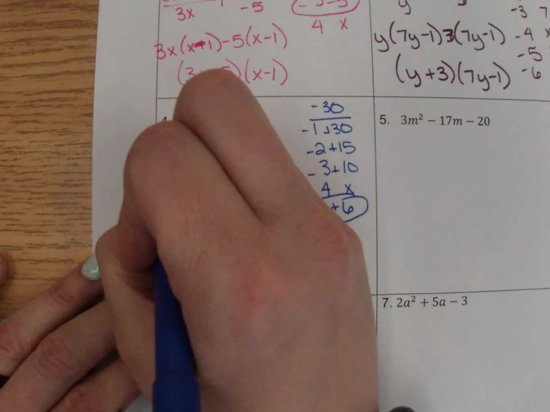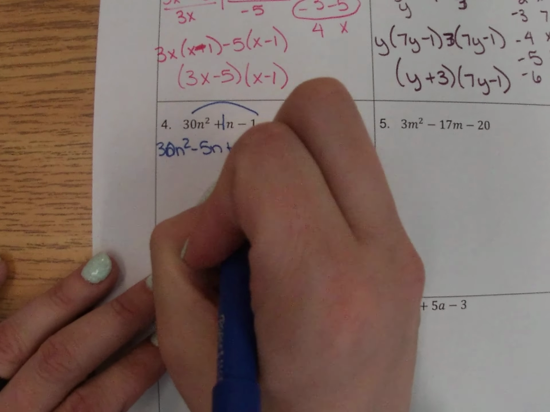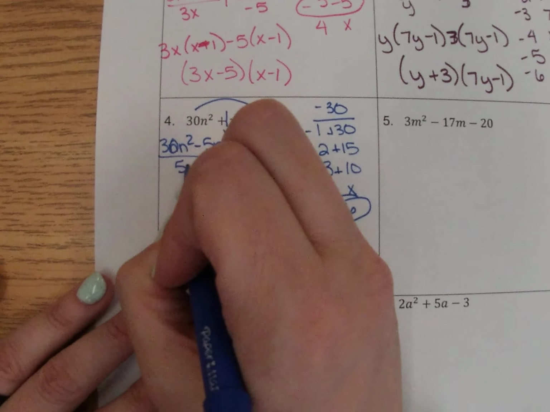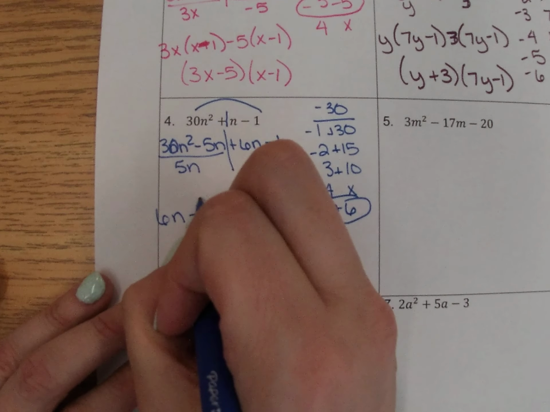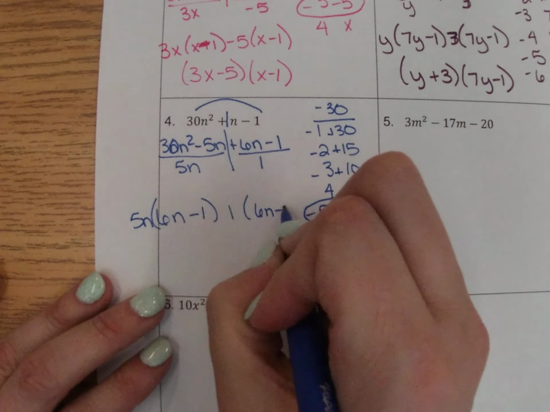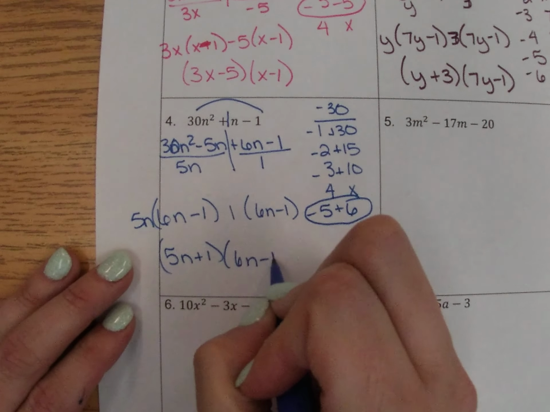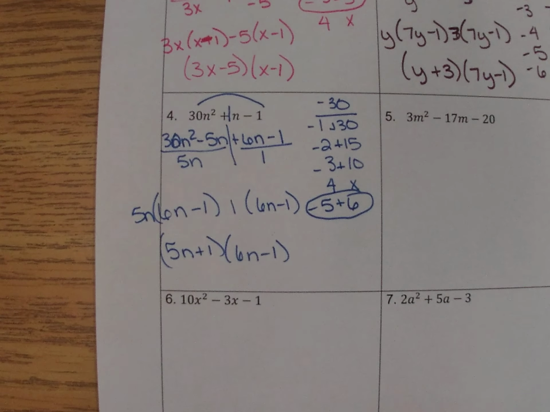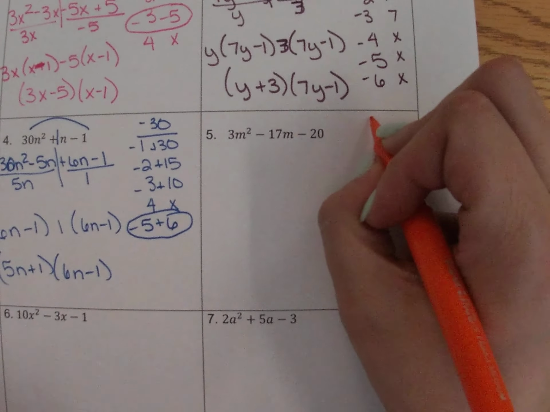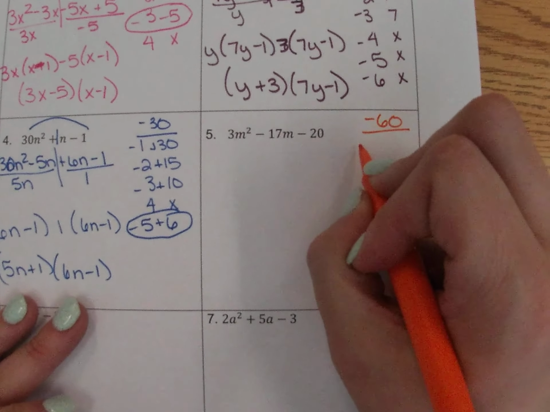So I'll have a 30n squared. And I'm struggling writing today. Minus 5n plus 6n minus 1. So I'll get a 5n plus 1, a 6n minus 1. So 3 times negative 20 is negative 60.